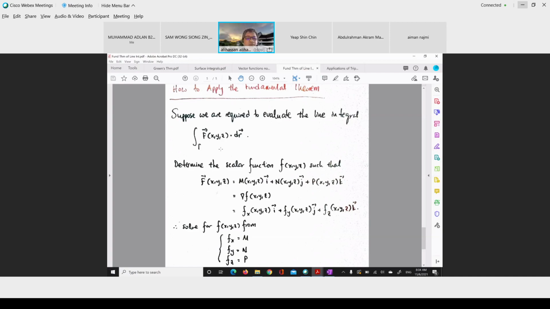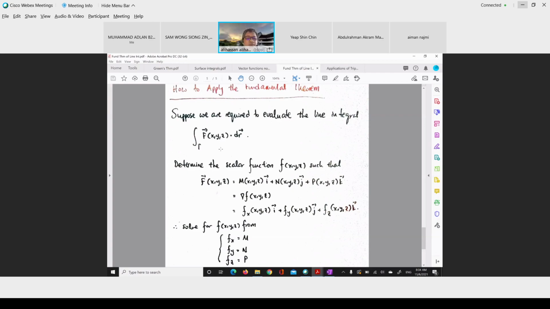Conservative means the vector field F can be expressed as the gradient of a scalar function. If a scalar function f exists such that the vector field F is equal to the gradient of f, then we can evaluate this line integral of the vector field F using the fundamental theorem of line integrals here.